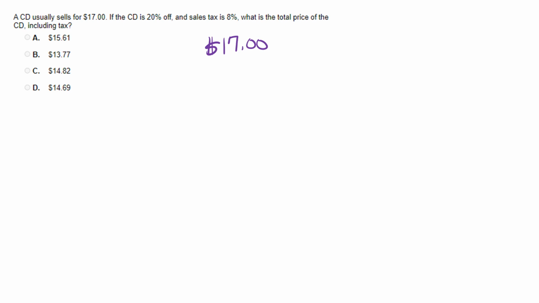The first one is we're just going to figure out what 17 times 0.20, because that's 20% as a decimal, equals. Okay, and I know that 2 times 17 is 34, and I've got 1, 2, 3, 4 numbers after the decimal, so this would be $3.40 off.